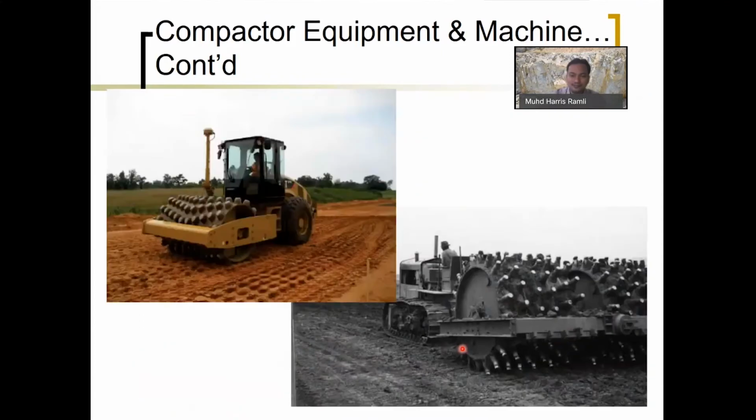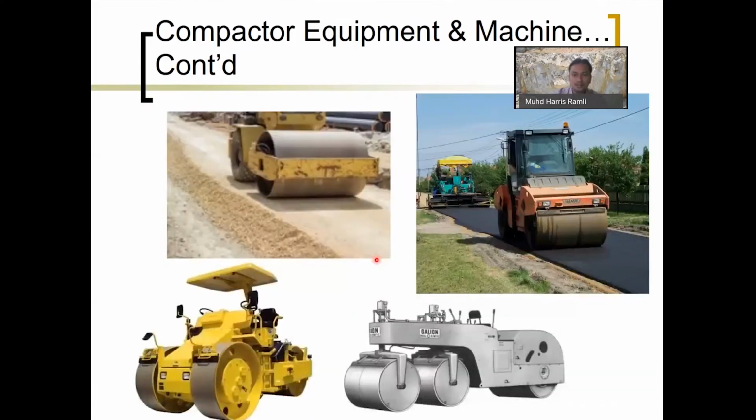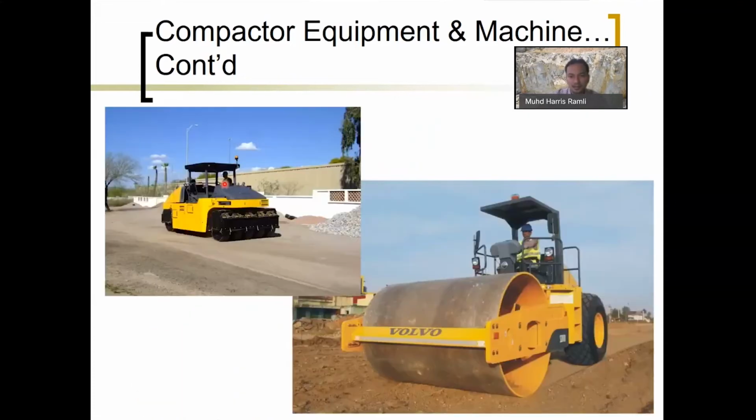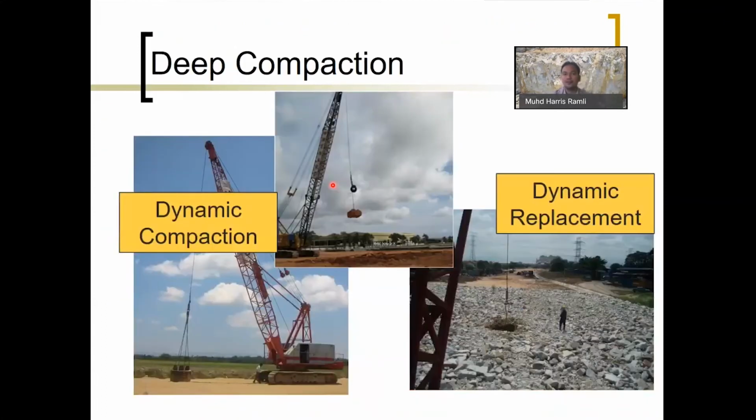Okay, so this is the sheep foot. This one is a normal compactor. I believe all of you have already seen this one before. This one is also a normal compactor. Okay, so this is for shallow compaction, and this is what we call deep compaction. In deep compaction, you can actually use a dynamic compactor.